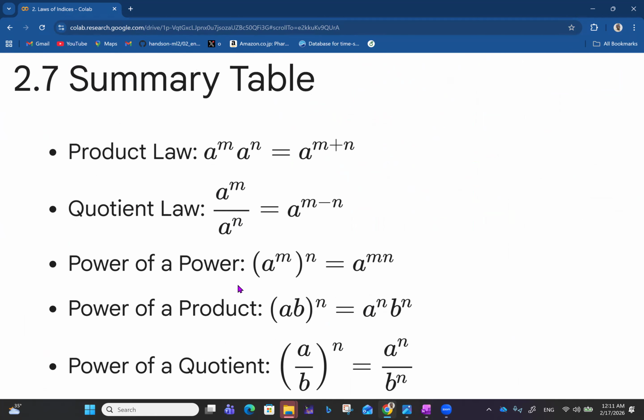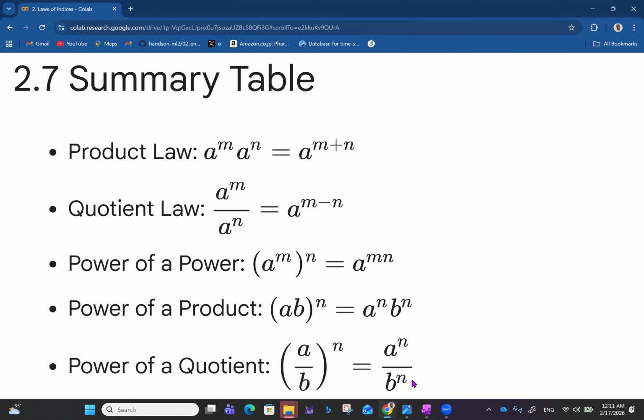And then we have the power of a power, which tells us that a raised to power m raised to power n is equal to a raised to power mn. And then we have the power of a product, which says that a multiplied by b all raised to power n is the same thing as a raised to power n multiplied by b raised to power n. And we have the power of a quotient, that is a over b raised to power n, which is equal to a raised to power n all over b raised to power n.